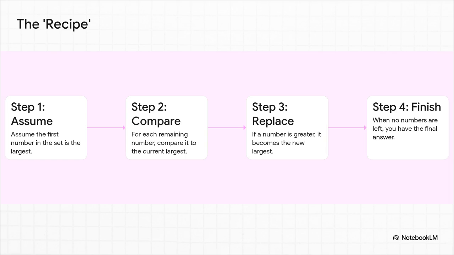First, we use sequence. We just start by assuming the very first number is the biggest one. Easy enough. Then we use iteration. We create a loop to go through every single other number in the list. Now, inside that loop, we use selection. We ask the question, is this new number bigger than our current largest? If it is, it becomes the new largest. We just repeat this until we've checked every number. When that loop is finally done, whatever we're left with is our answer.